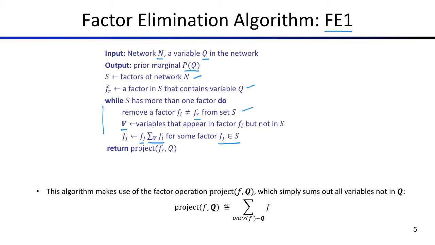And I'm going to continue doing this until we have just one factor that's going to be Fr. In this case, we stop the while loop, and I'm going to return what we call the projection of Fr over Q. And this projection is just another elimination of variables. We're going to eliminate all the variables in Fr and remain with just the variable Q. So we have the equation here for this idea of projection, and we can see that it is a summation that mentions all the variables in F, but the variables in Q.